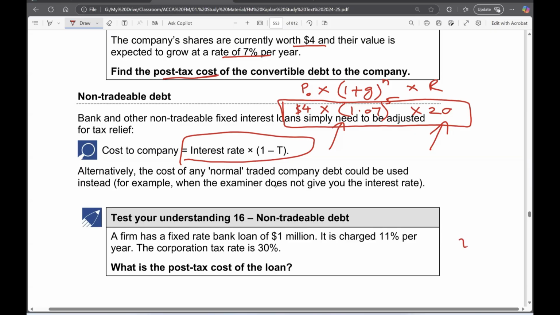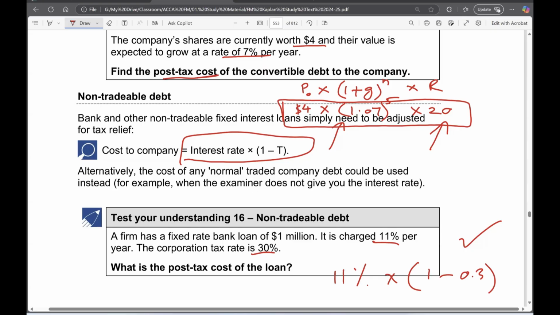Look, let's look at this example. A firm has a fixed rate bank loan of 1 million, charging 11%, tax rate is 30%. So 11% into 1 minus tax rate. Simple. That is the cost of debt of the bank loan.